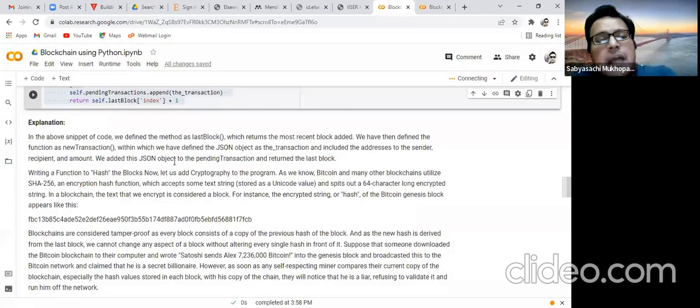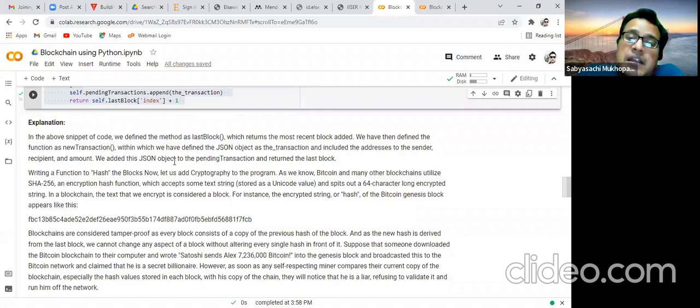So what we have done in the above snippet of the code, we have defined the block method under the last block function, which is returning the most recent block, which we added earlier, right? So what is the new thing we have defined as a part of the function? That is a new transaction function, right? Within which we have defined the entire JSON object. JSON stands for JavaScript Object Notation.